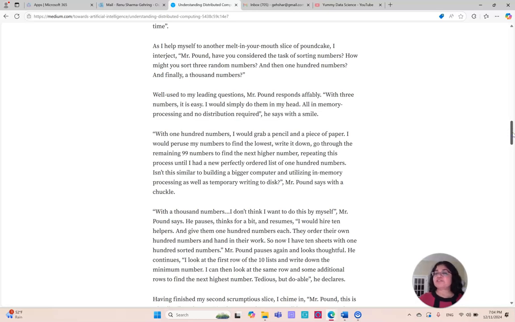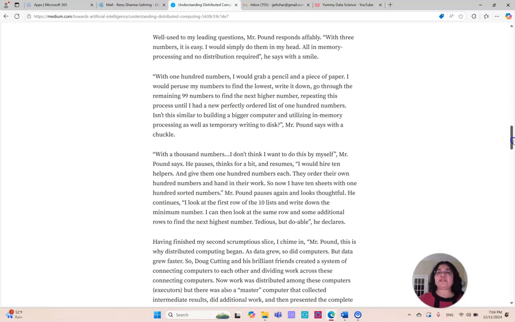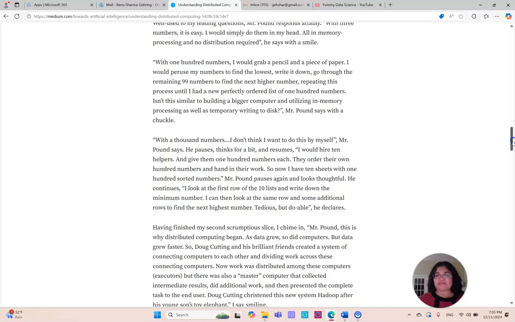"With 100 numbers, I would grab a pencil and a piece of paper and I would peruse my numbers to find the lowest, write it down, go through the remaining 99 numbers to find the next higher number, repeating this process until I had a new, perfectly ordered list of 100 numbers. Isn't this similar to building a bigger computer and utilizing in-memory processing as well as temporary writing to disk?" Mr. Pound says with a chuckle.